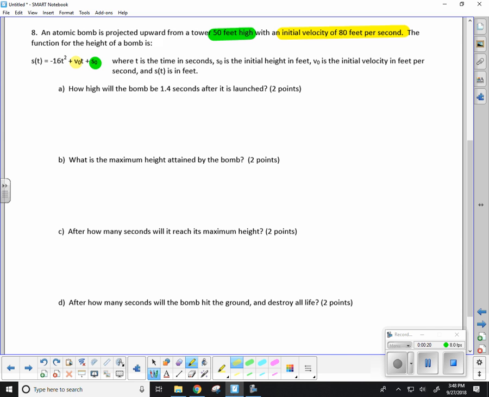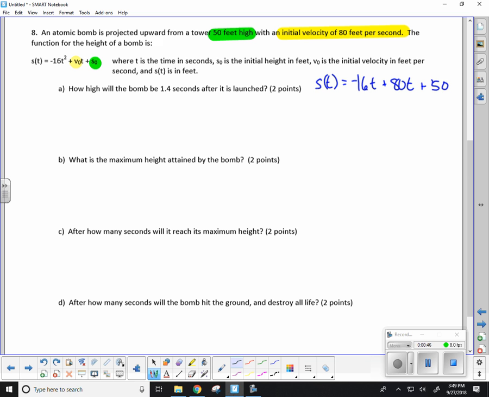All right. So the first thing we want to do to work with throughout the rest of the problem is write our function. So the height of the object with respect to time is going to be negative 16t squared plus 80t plus 50, where we have our initial velocity and our initial height. How high will the bomb be 1.4 seconds after it is launched?